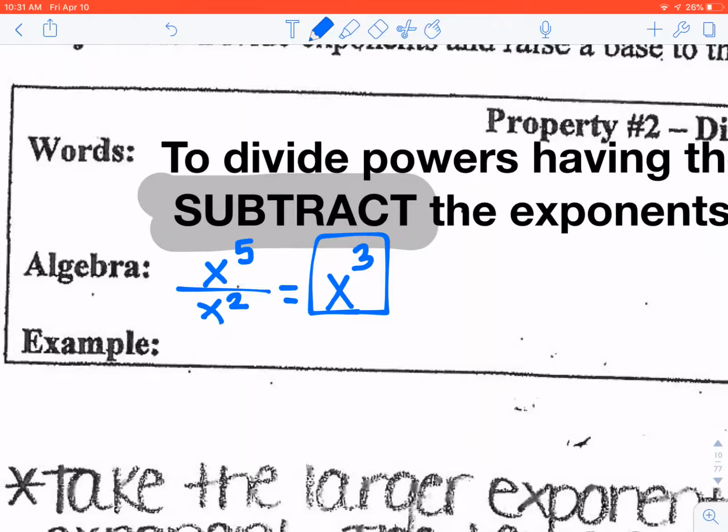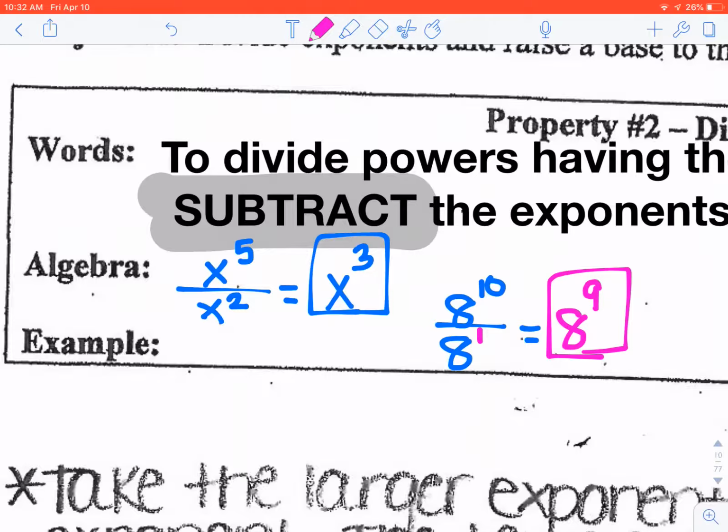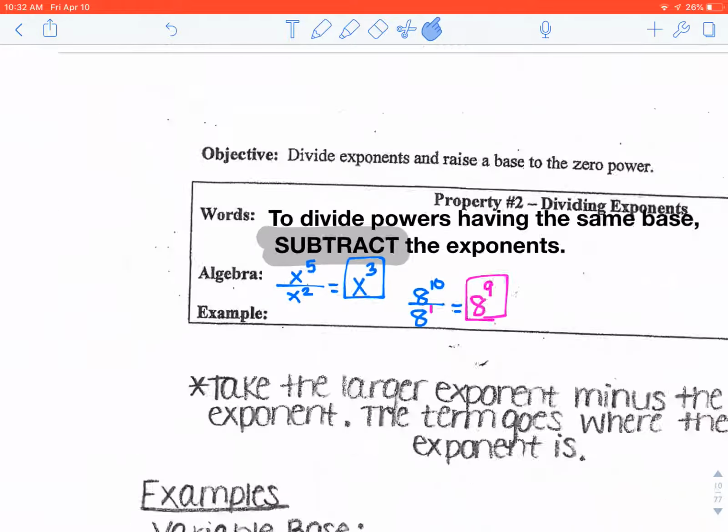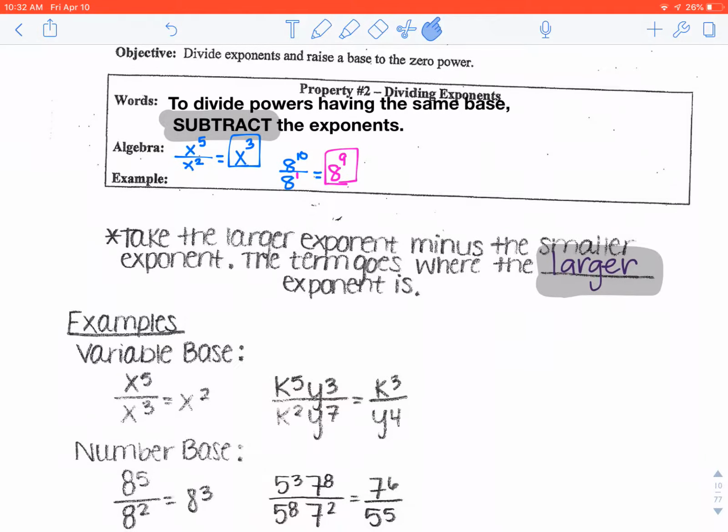An example using numbers. If we have 8 to the 10th over 8, remember there's really a 1 here. You're dividing same base, so you would rewrite the base and subtract your exponents. 10 minus 1 is 9. So it would be 8 to the 9th power. Underneath this, there's a big star, which reminds us to take the larger exponent minus the smaller exponent. The term goes where the larger exponent is.